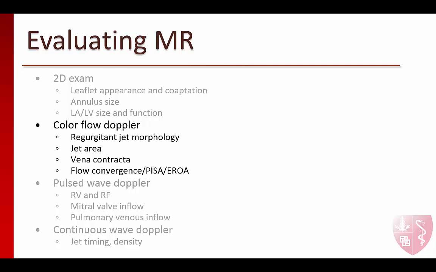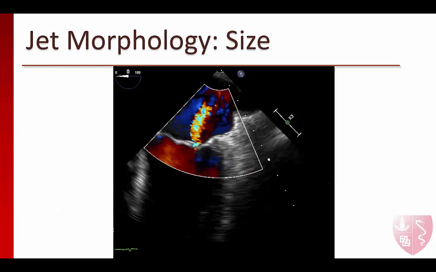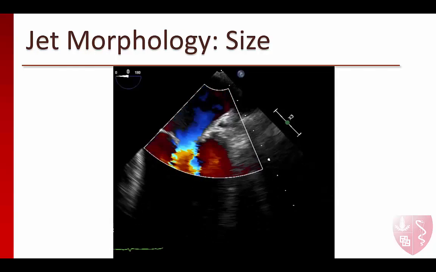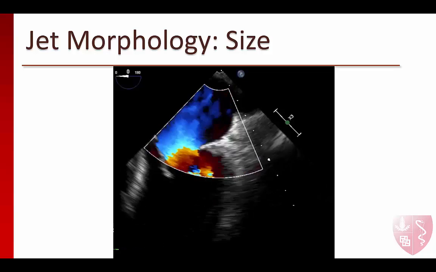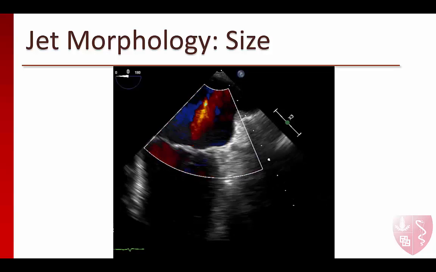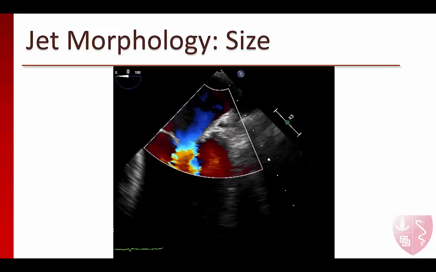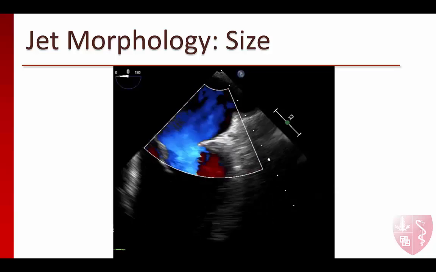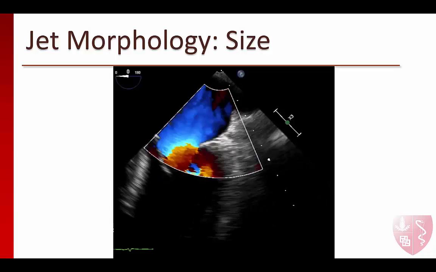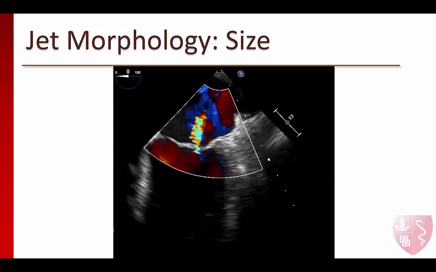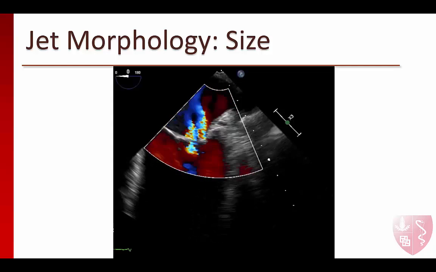Next, let's look at how Colorflow Doppler is used to evaluate MR. The first way to use Colorflow Doppler to evaluate mitral regurgitation is to evaluate the appearance and direction of the regurgitant jet into the receiving chamber. There isn't a great correlation between the area of the jet and severity, but generalizations can typically be made by the appearance of the MR jet.